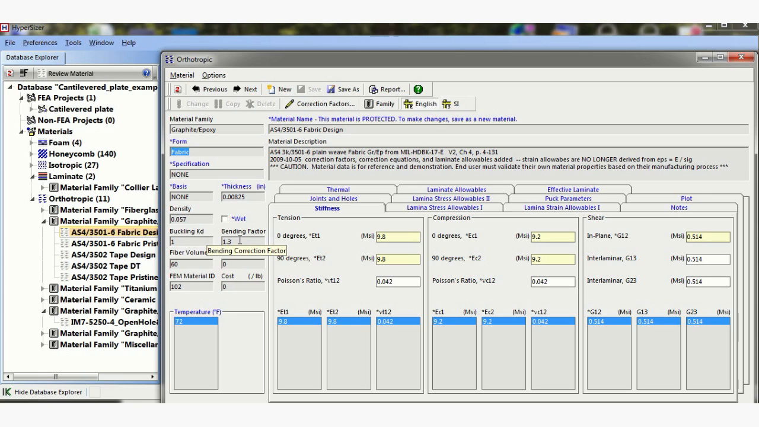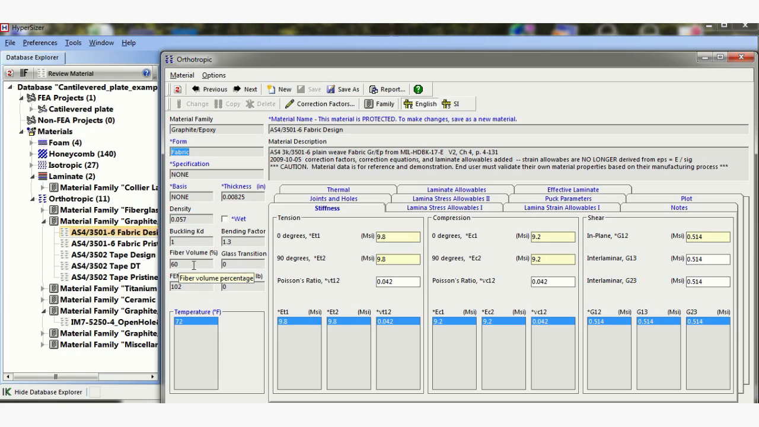Bending factor. Composites have this unusual property in the fact that if you use the axial capability in tension and compression for the bending calc, you'll find out that you underestimate the bending strength. So we have a bending correction factor when we have a pure bending moment on a solid laminate. And right now we've got 1.3. I think Lockyer uses something around 1.3, but this could be very material dependent.